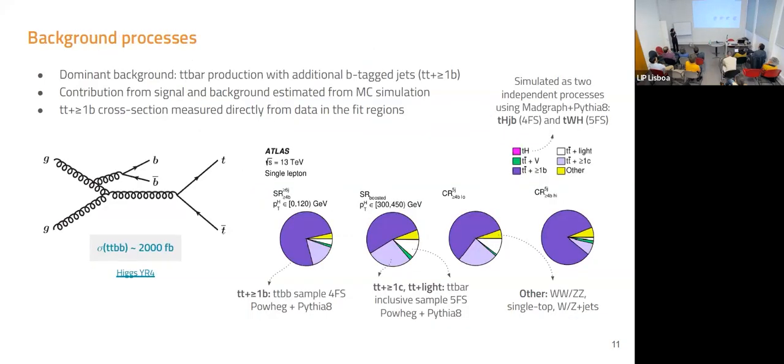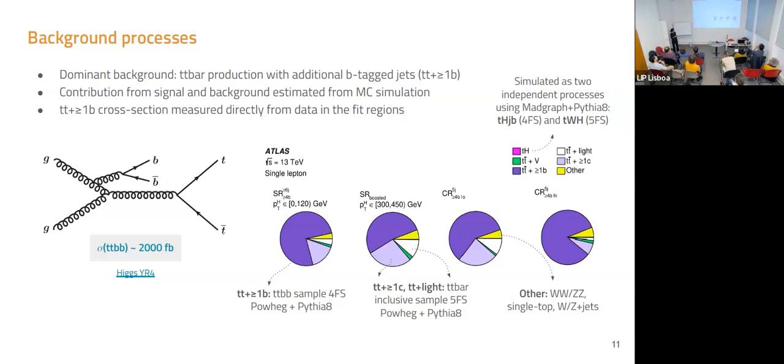In this analysis, the dominant background is tt-bar production with additional b jets mainly. This is what we call ttB. Both the signal and background contributions are estimated from Monte Carlo simulation. The small exception is that the ttB cross-section is measured directly from data in the fit regions as a free-floating parameter in our fit. Here on the left, you see one of the Feynman diagrams for tt-bar production with two additional b jets. That is an irreducible background to this analysis, and therefore it's the dominant contribution in the signal regions.